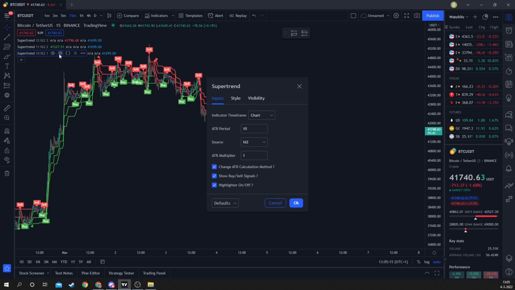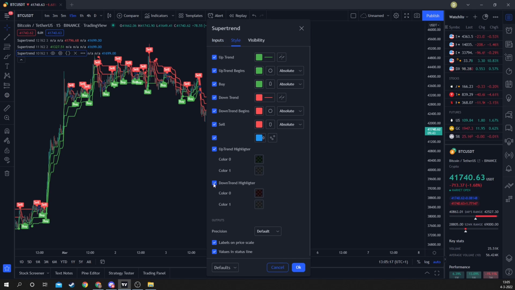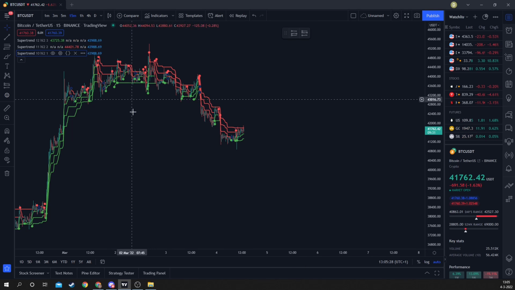I forgot one thing. In the style tab, you also remove the buy, sell, uptrend highlighter and downtrend highlighter here. I got the wrong one, and this one. So now we're going to have a way cleaner chart.